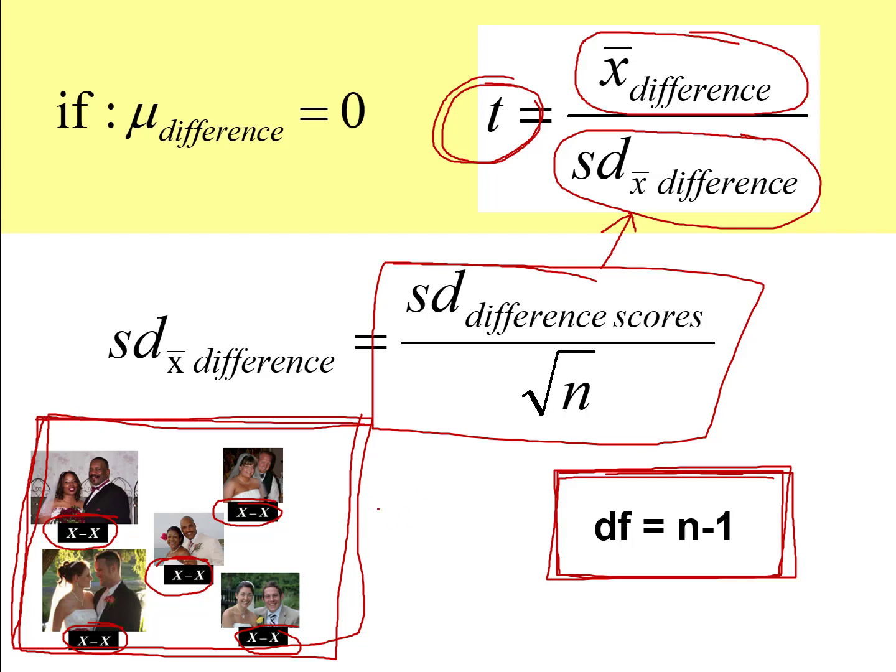And so my degrees of freedom, if I had 5 couples, would be n minus 1, would be 4. So degrees of freedom is your sample size minus 1. And keep in mind that when you count your sample size, each case will produce one different score.